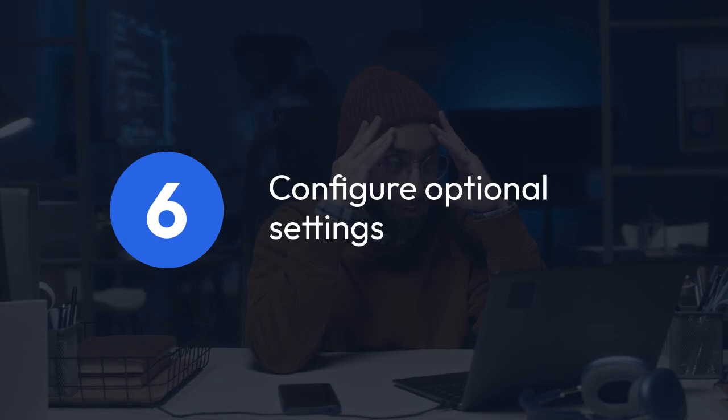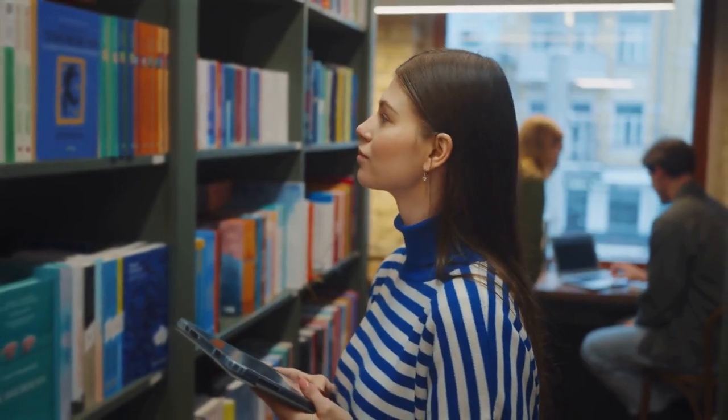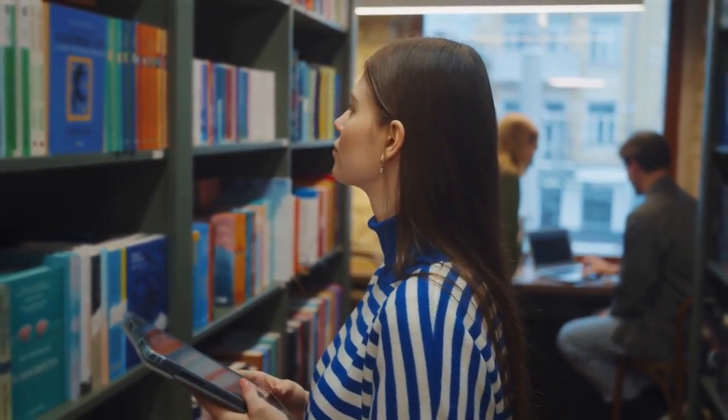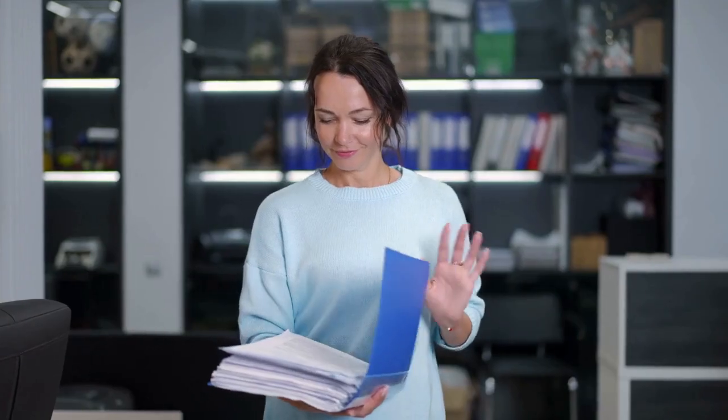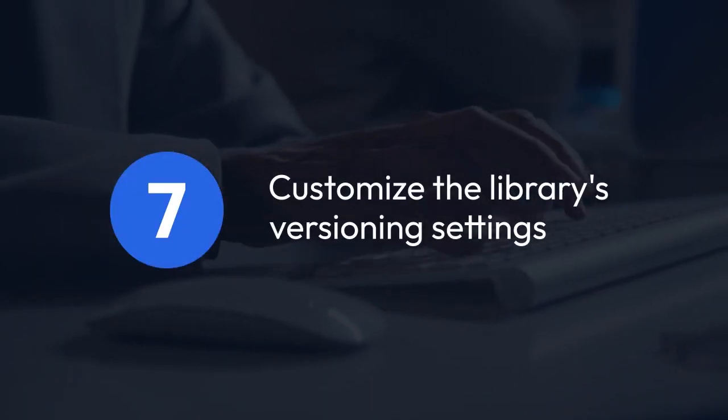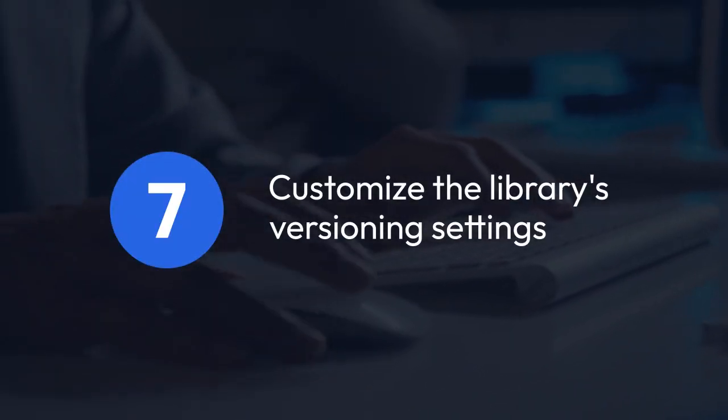6. Next, you may have some optional settings to configure. This could include choosing a template for the library. For instance, a library optimized for pictures or documents. Consider what kind of files will mostly be stored in this library and whether a specific template would help manage them better. 7. You can also customize the library's settings related to versioning.